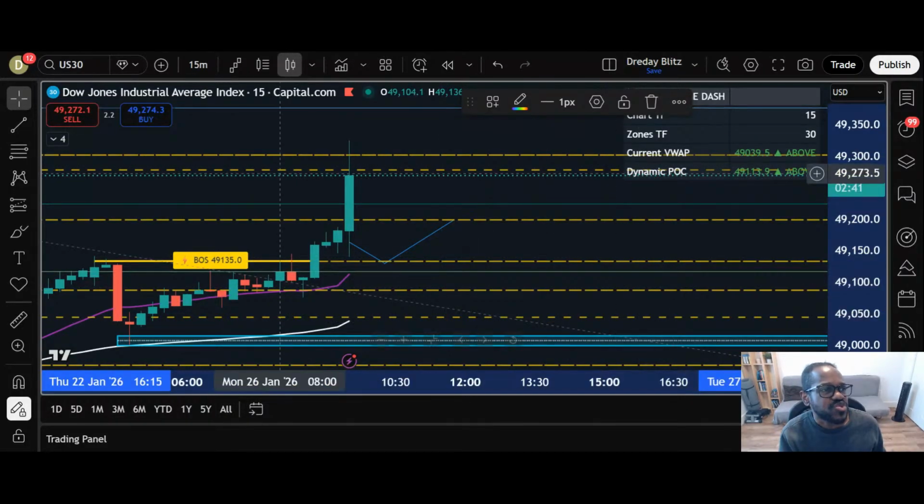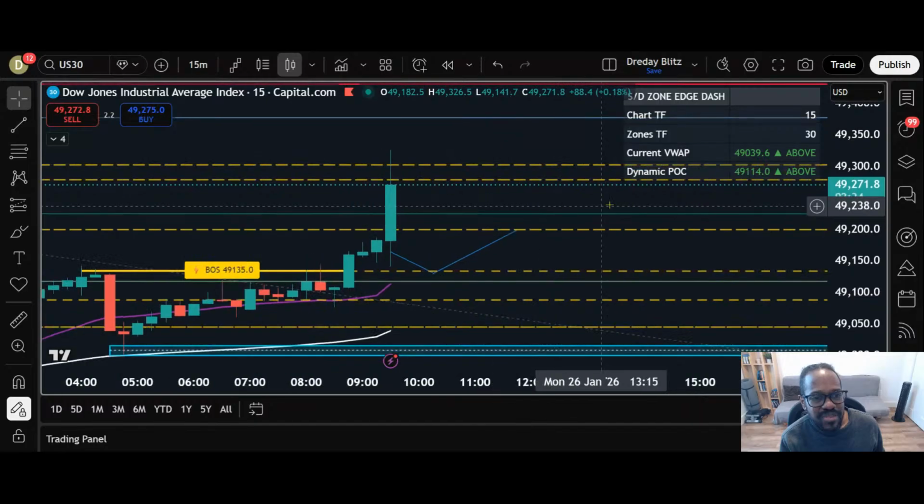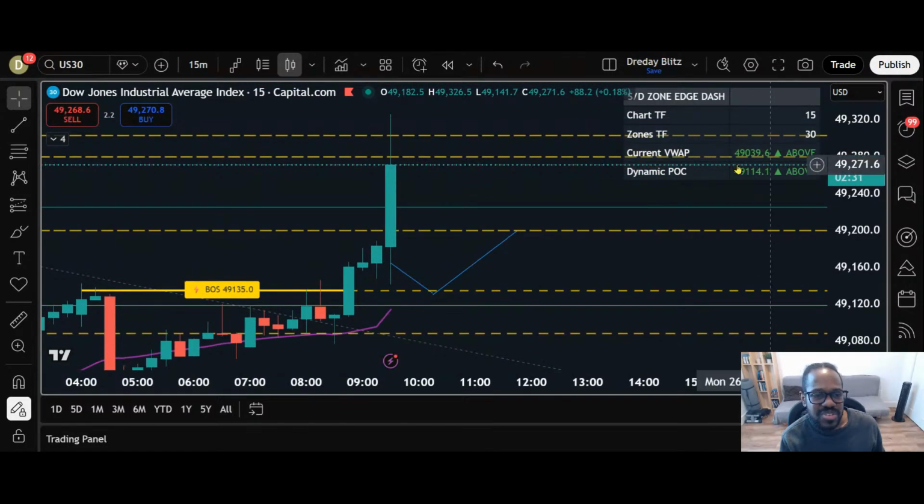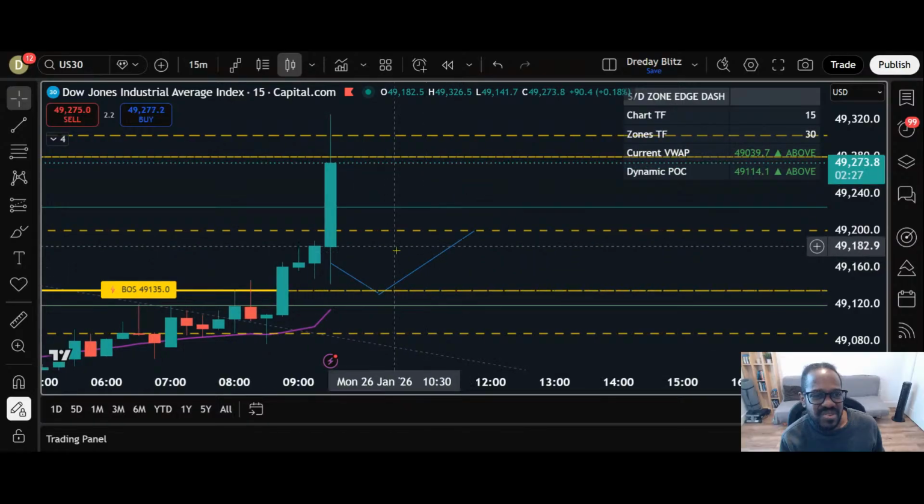All right, so now it's retracing. So this play that I put in is still valid here. We may have a retracement here before continuing to the upside. This candle, there's a lot of imbalance here off of it.